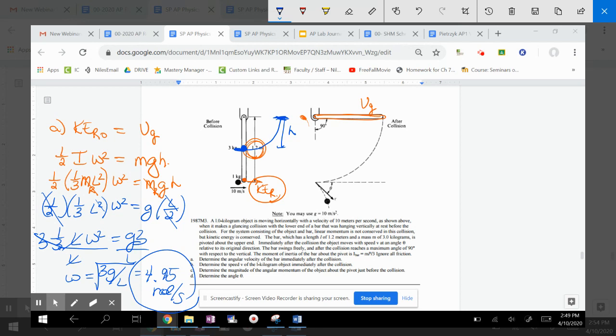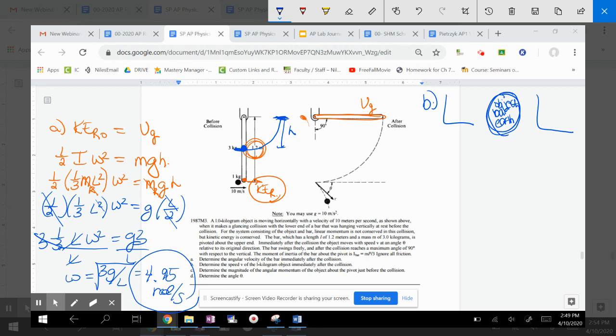So I want to make a new LOL diagram. And in this case, this is where the O comes into play. We oftentimes ignore the O because it's very obvious what's in the system. In this case, we really need to write what's in the system, I feel. So I have the object, which is the 1 kilogram thing. I have the bar or the rod. And I also have Earth, but Earth is not really relevant because that doesn't provide any kinetic energy.